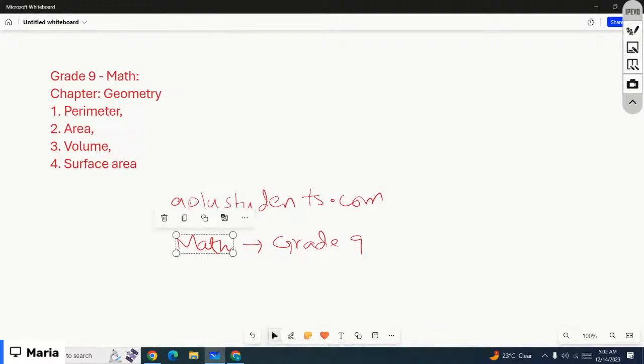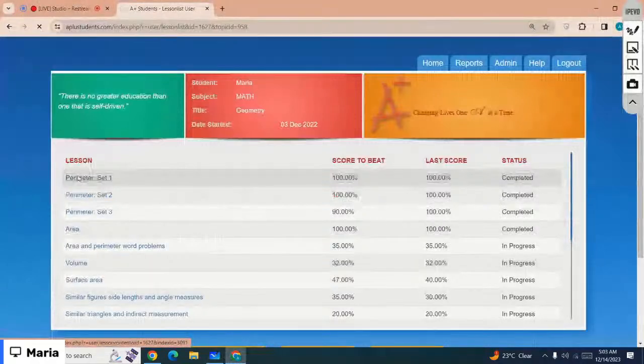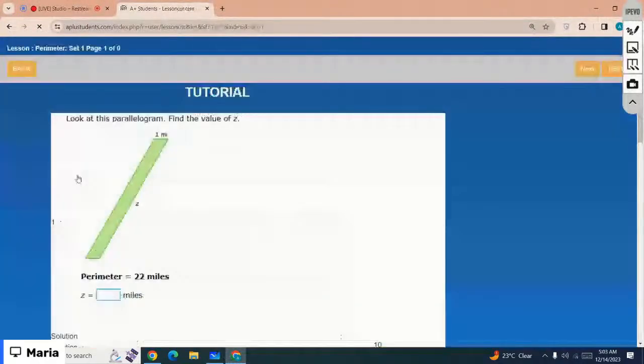For example, this is the shape. You have to calculate the total length outside this one, right? So whenever we have to calculate the perimeter of any shape, we have to add up all the given side lengths, right? Let's just start with the first lesson, that is perimeter set 1. Look at this parallelogram, find the value of z.